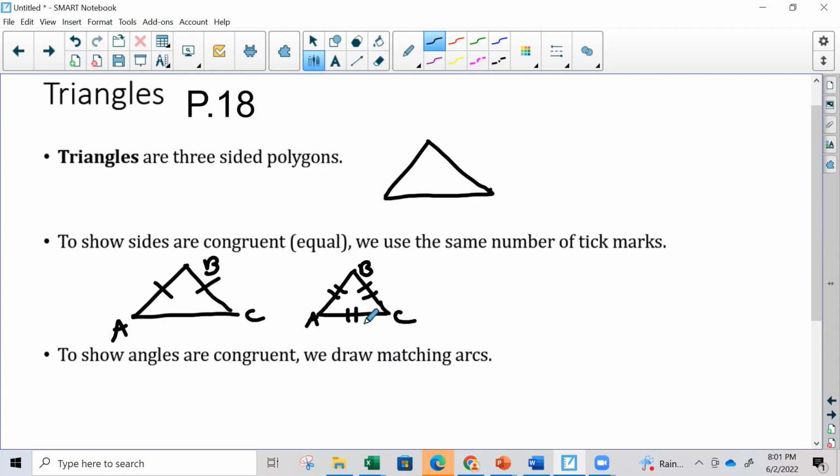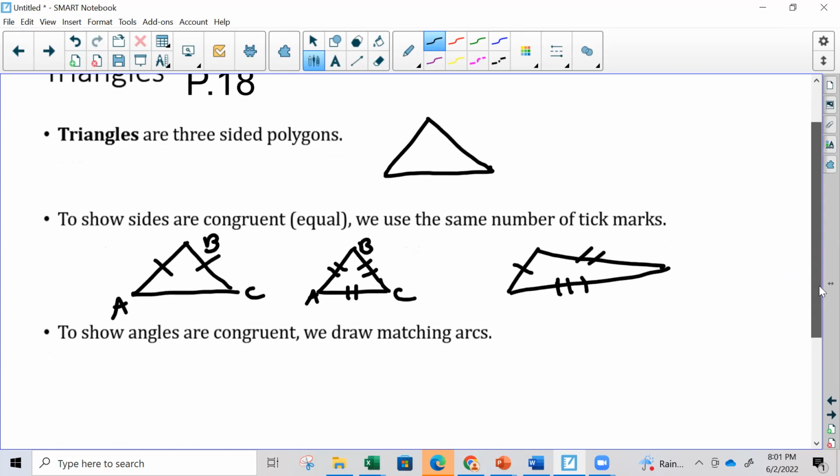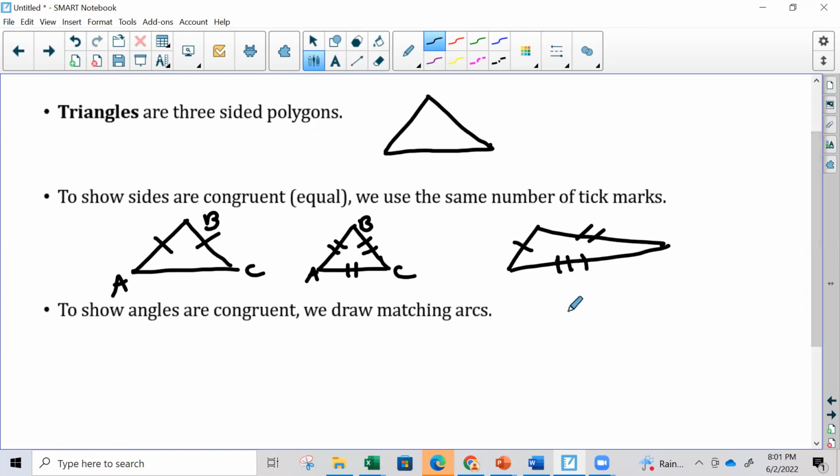Or if I want to make an equilateral triangle, I could show all 3 sides are equal by doing 2 marks. It's just that the tick marks have to match. Sometimes when we want to show that all the sides are different lengths, we put a different number of tick marks on each side. Okay? We don't have to, but sometimes they do that to indicate that all 3 sides are different lengths.